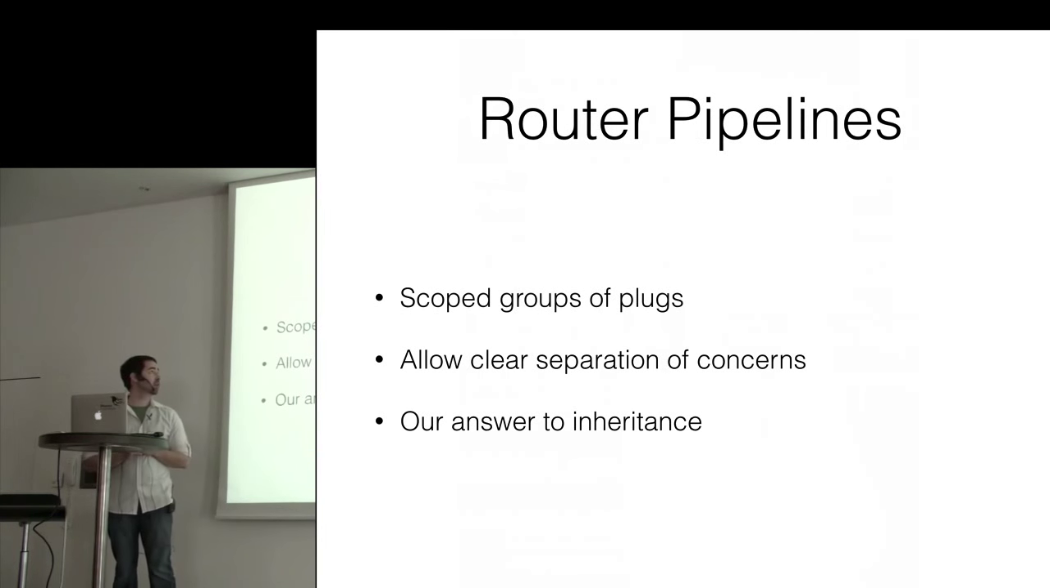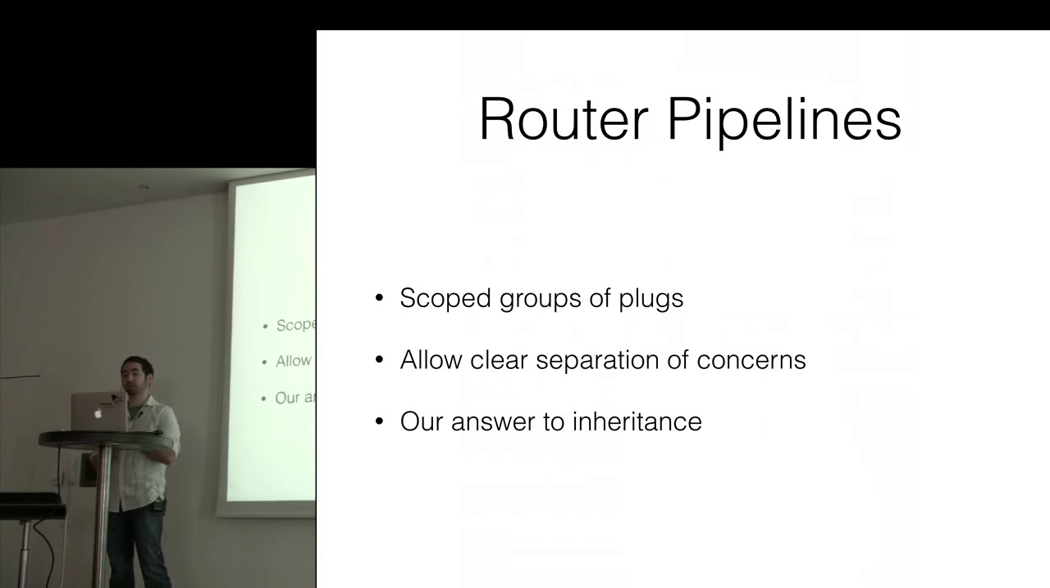Router pipelines, like I talked about, allow scoped groups of plugs, and plug is a nice middleware abstraction that's just functions. So it's this really nice high-level middleware, but it composes nicely as function definitions, and it allows a clear separation of concerns. So if you're coming from an object-oriented background, it's our answer to inheritance: how do we build up these inherited transformations and middleware in a sane way. So I'll show you what that looks like.